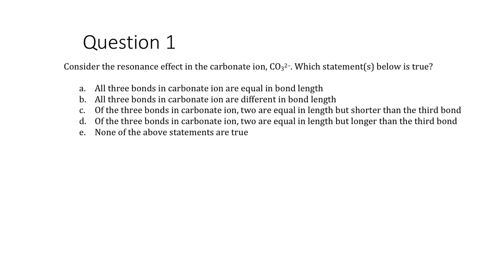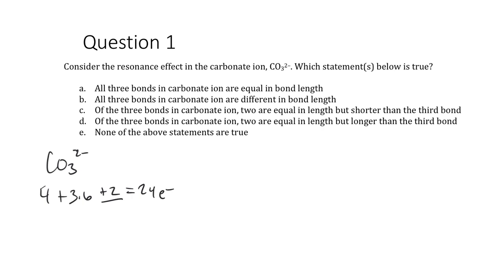So let's think about the Lewis structures we can write for CO3 2 minus. So I have 4 valence electrons for carbon, 3 times 6 for the oxygens. Let's add 2 valence electrons for the 2 minus charge. That takes us to a total of 24 valence electrons.